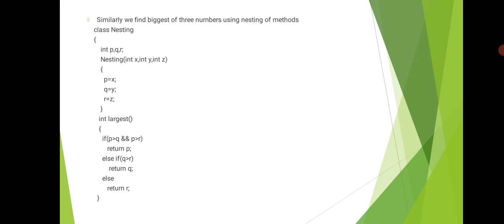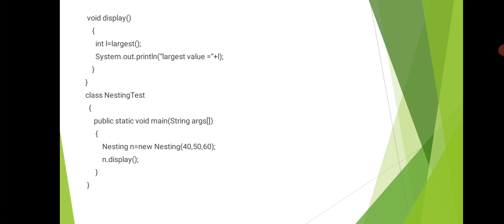Okay, so next we have a display function. In display we are calling largest. So here the nesting of methods concept arises. Here the largest function will return some value, that is the calculated value, biggest, it sends that. That value is copied to L. Then System.out.println will display the L value.